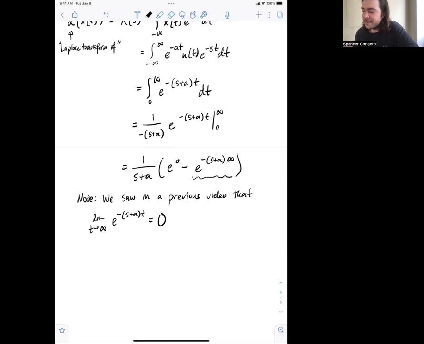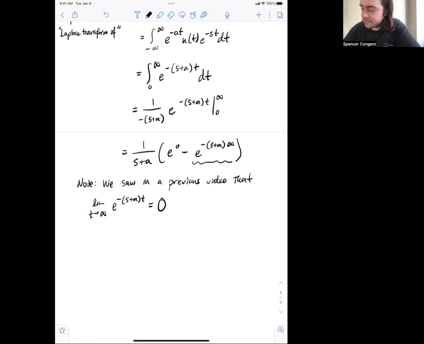Okay, so when is this limit 0? Well, we saw this, right? Remember e to the zt? When was that limit 0? It was when the real part of z was negative. That's what we saw in the previous video. So review that if you don't remember why that's the case. So that was 0 if the real part of negative s plus a, the thing multiplying t in the exponent, was negative. That's what we saw.